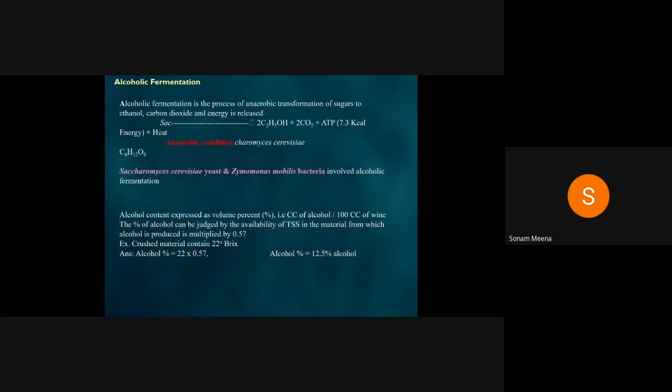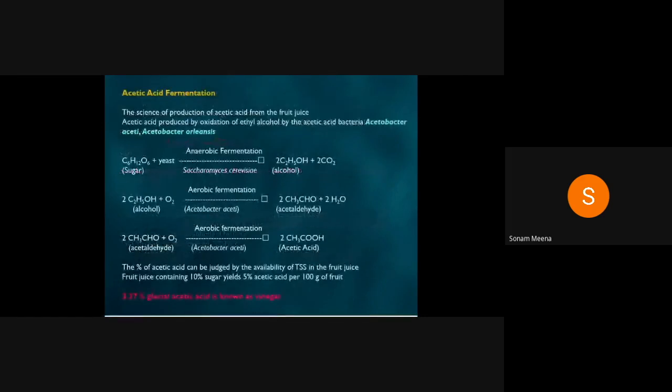And this is the alcoholic fermentation. For alcoholic fermentation, they are using anaerobic condition. Saccharomyces cerevisiae and Zymomonas mobilis bacteria are involved in alcoholic fermentation. This question was asked in 2017 JRF. Saccharomyces cerevisiae yeast and Zymomonas mobilis bacteria are used in alcoholic fermentation. These things also you have to remember. Alcohol percentage, how we should convert. And acetic acid fermentation occurs in two steps, and bacteria used are Acetobacter aceti and also Acetobacter orleanensis.